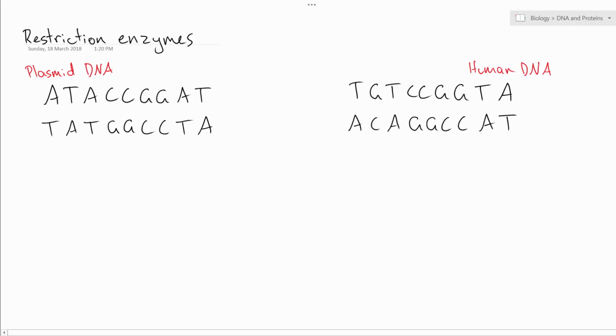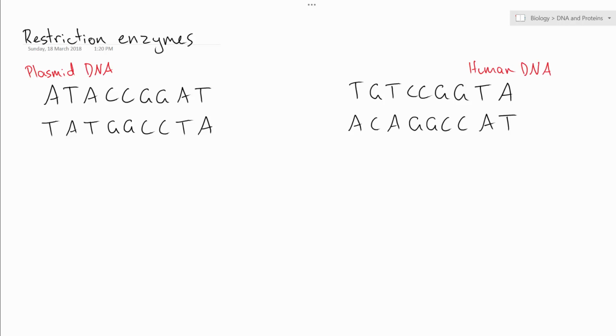Bacteria have these little loops of DNA outside of their large circular chromosome, called plasmids. These can be really beneficial to us in genetic engineering. We can insert genes into a plasmid, and bacteria will rapidly divide, and we get lots and lots of copies of a gene of interest. Our human DNA on the right here contains a particular gene that we want to try and replicate.